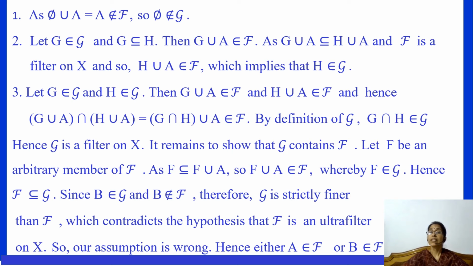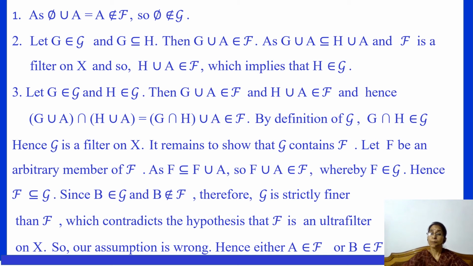It remains to show that G contains F. So we take any member of F and show that that member belongs to G. Let F be an arbitrary member of F. As F is contained in F union A, F union A also belongs to F because F union A is the superset of its member F, whereby by definition of G, F belongs to G. Hence, we have shown that any member of F is a member of G. Hence, F is contained in G.